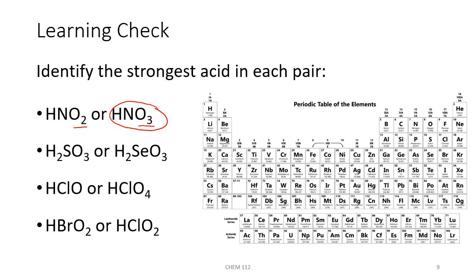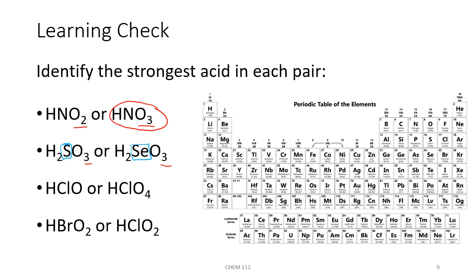H2SO3 versus H2SeO3. So here we have 2 oxoacids, and they both have the same number of oxygen atoms. So they both have 3 oxygen atoms. That's not going to be what we use to compare them. Instead, we're going to look at the electronegativity of the nonmetal. So electronegativity of sulfur versus the electronegativity of selenium.